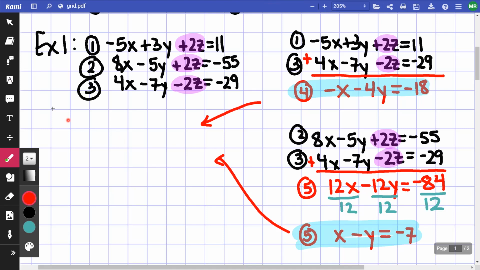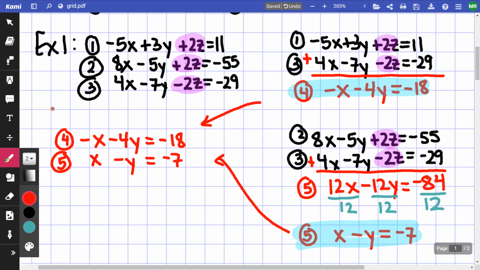So I am going to take equation 4, which is negative x minus 4y equals negative 18. I'm going to take my cleaned up equation 5, which is x minus y equals negative 7, and I'm going to solve this system. I'm going to solve it for x and y. I'm going to pretend like I don't have anything else but this to solve.